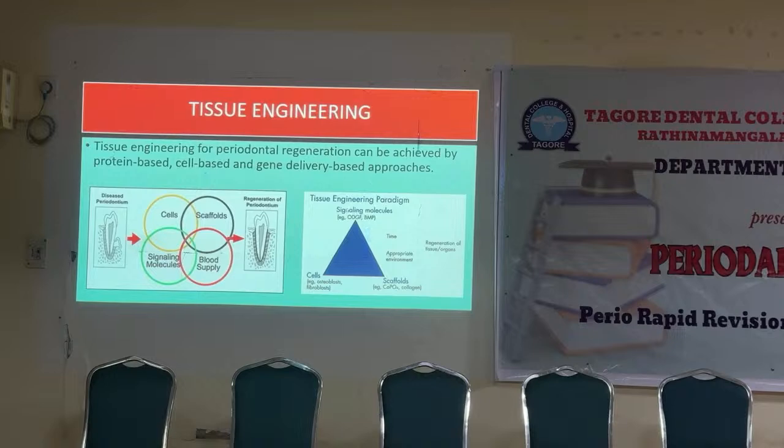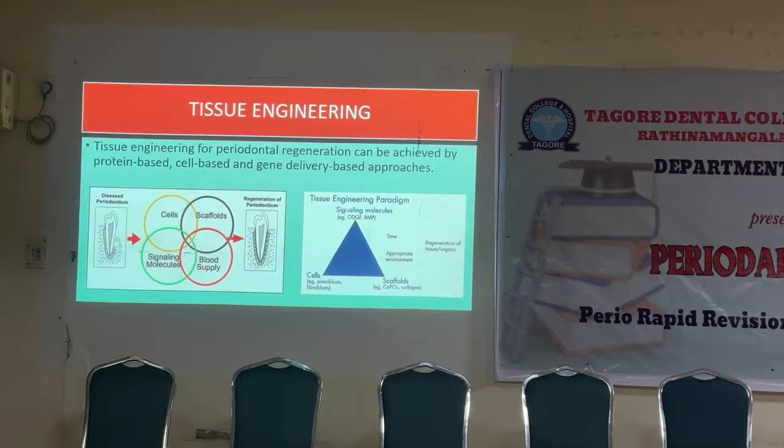What are the 4 components of tissue engineering? Cells, scaffolds, signaling molecules, blood supply. For everything you need a cell. For regeneration, what cell is required? For the periodontal ligament it is fibroblasts. For cementum it is cementoblast. For bone it is osteoblast. For epithelium it is, starts with K. Very good, keratinocyte. So the cells are very important for the regeneration.